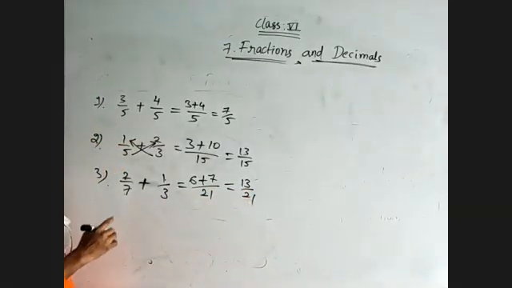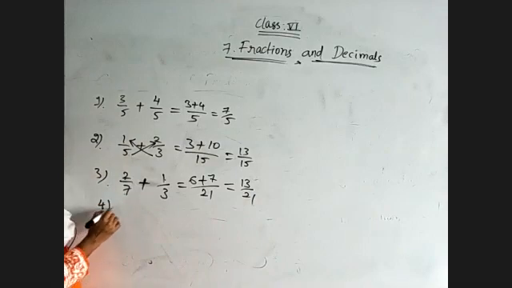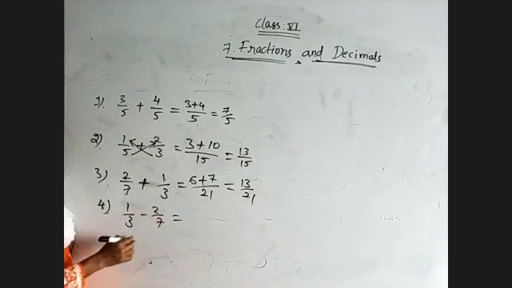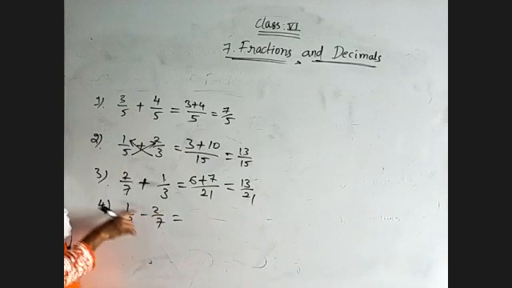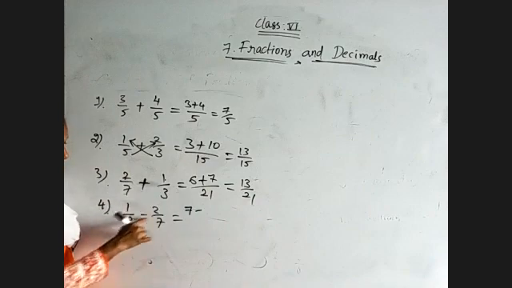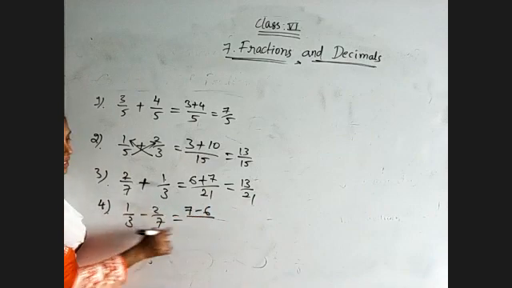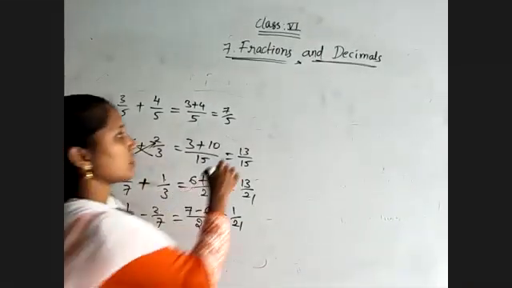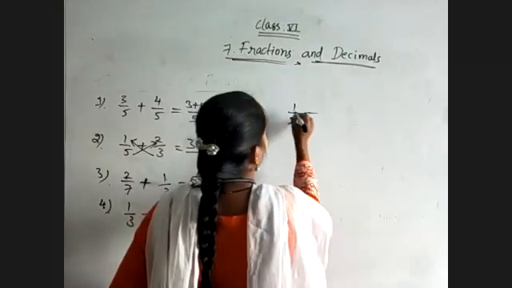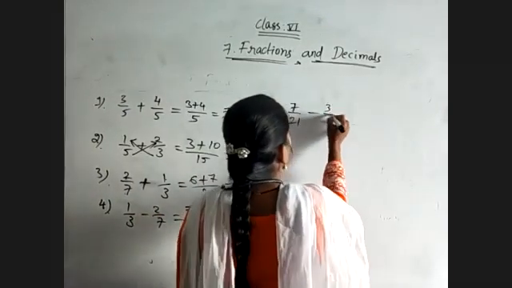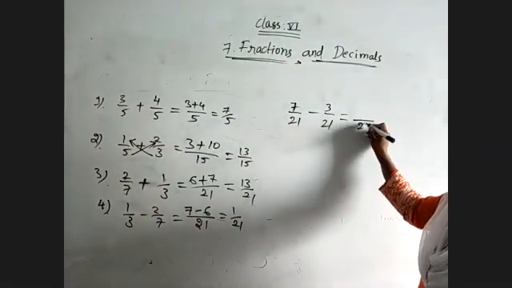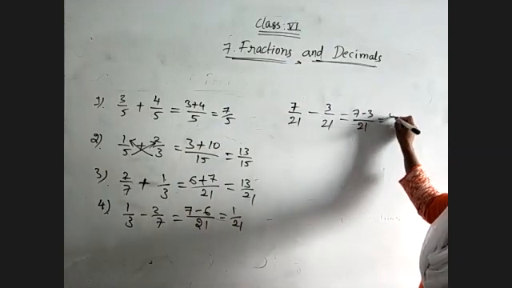That's all. And if we have subtraction instead of this, 1 by 3 minus 2 by 7. What will you get? Go through with the cross multiplication again. 7 ones are 7 minus 3 twos are 6 by 3 sevens are 21. 7 minus 6 is 1, 1 by 21. If you have like fractions, suppose 7 by 21 minus 3 by 21, which will be equal to 7 minus 3, common denominator is 21. The numerator is 7 minus 3, which is nothing but 4 by 21.